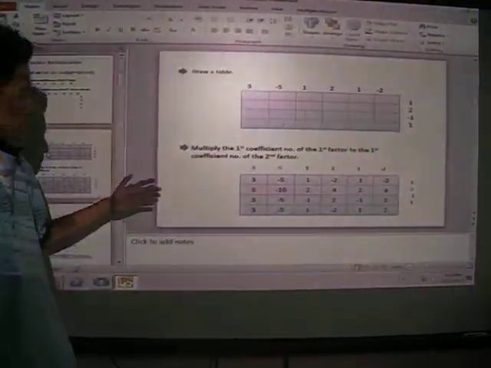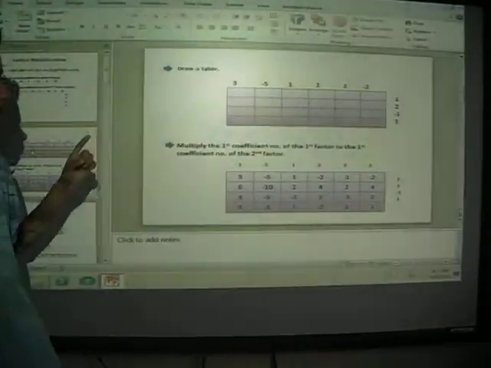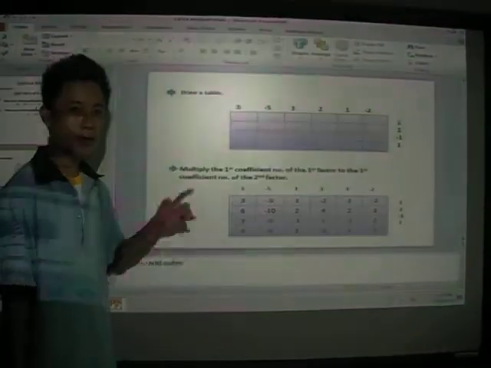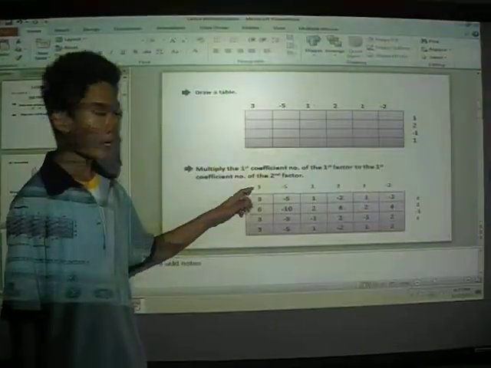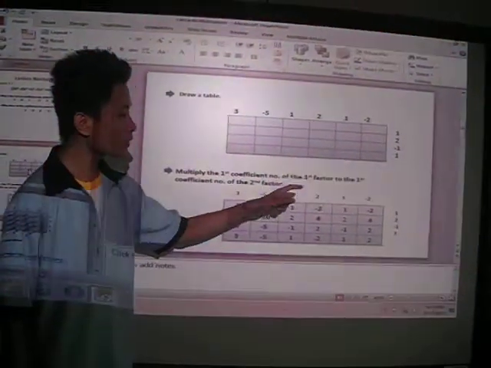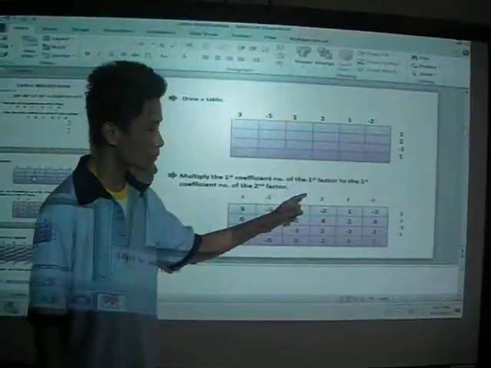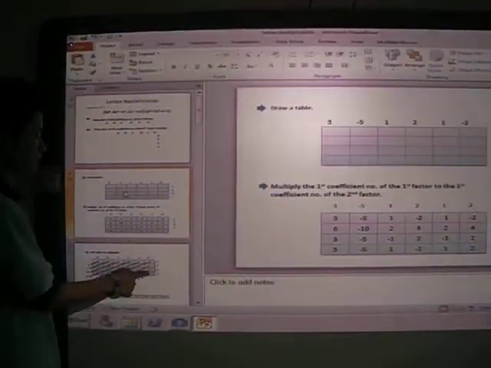The next step is to multiply the first coefficient number of the first factor to the first coefficient number of the second factor. How does it go? 3 times 1 is equal to 3. Negative 5 times 1 is negative 5. 1 times 1 is 1. Negative 2 times 1 is negative 2. 1 times 1 is 1. Negative 2 times 1 is negative 2. So on and so on.